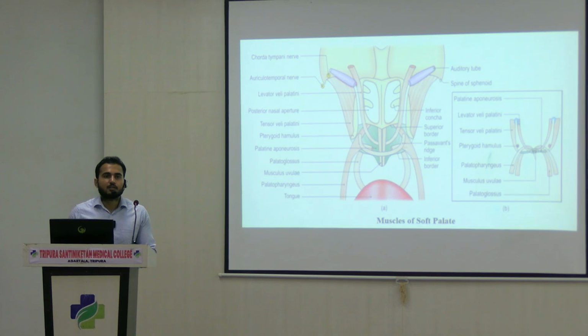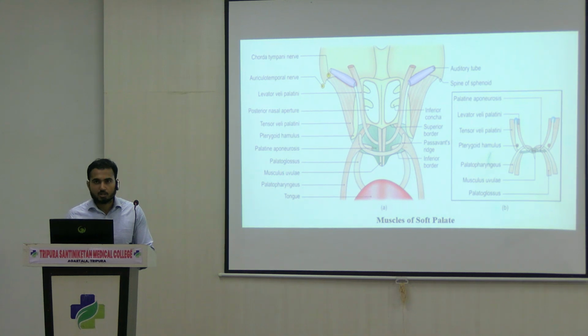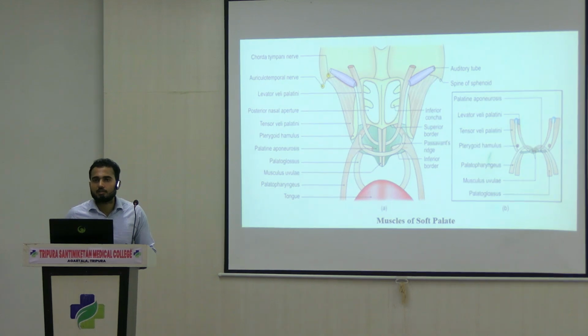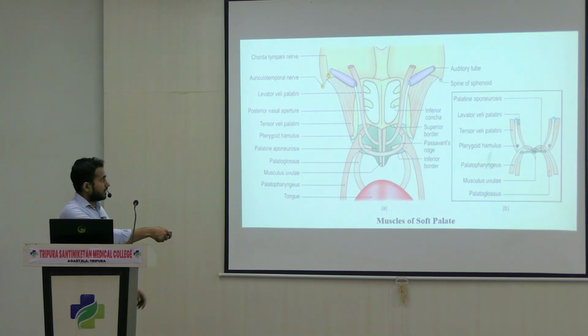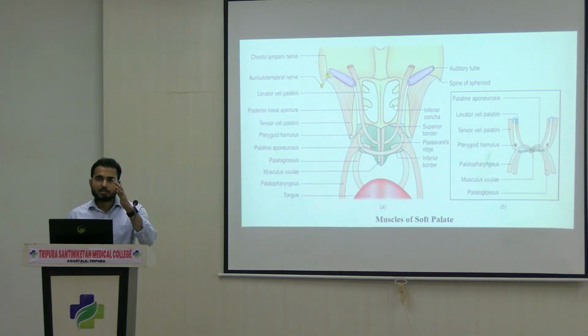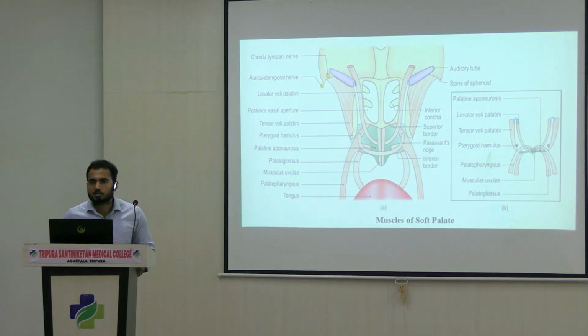So same like the extrinsic muscles of the tongue, you have to know the origin and insertion. So with the help of this particular diagram, we will try to understand the origin and insertion of the muscles. First of all, can you please name the list of the muscles? See, it's given over here. Tensor veli palatini, levator veli palatini. Okay. Then here you can see palatopharyngeus and palatoglossus. So these are extrinsic muscles and only one intrinsic muscle, that is the musculus uvulae. Okay. So these are the list of muscles present in the soft palate.